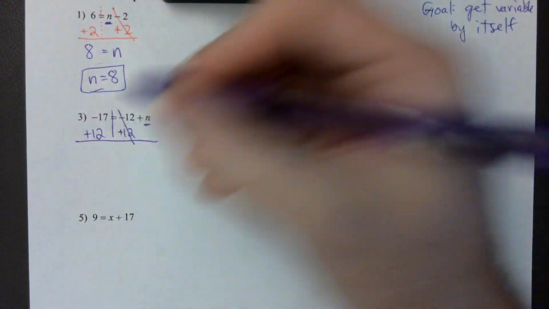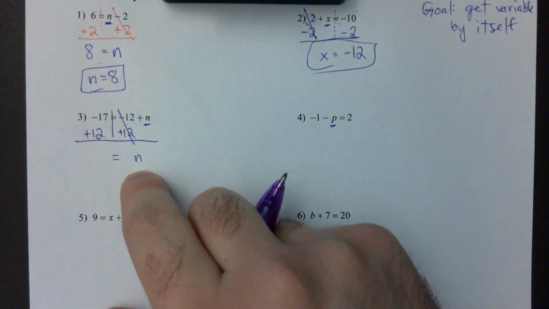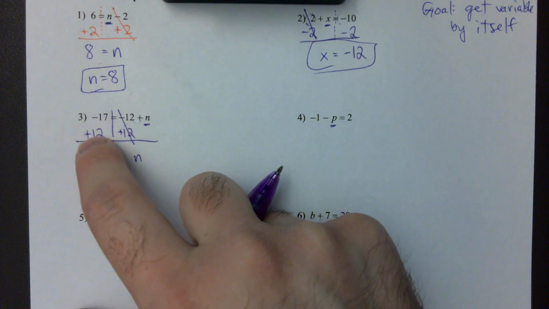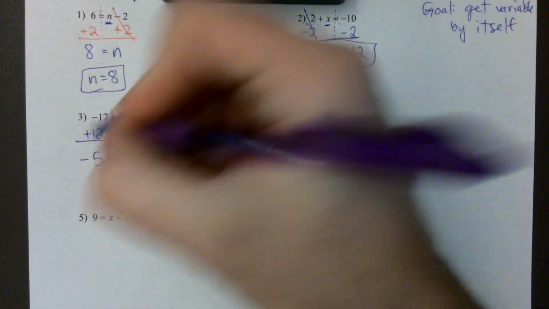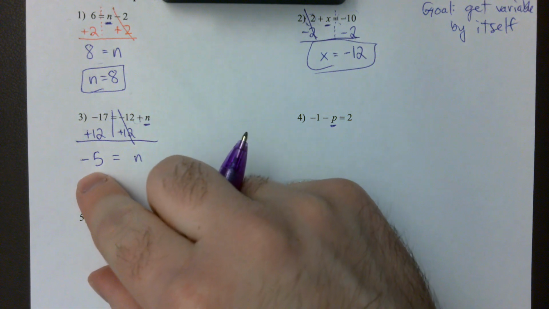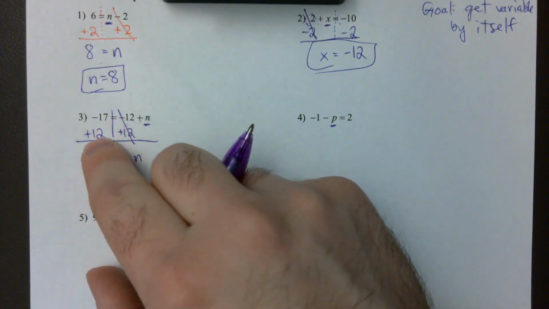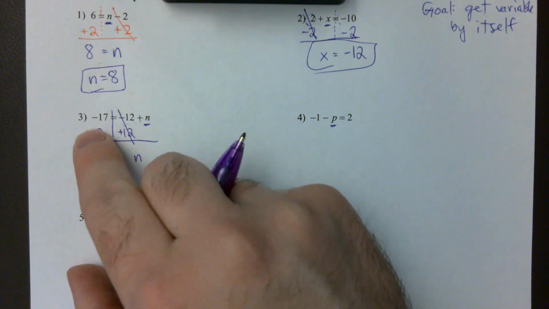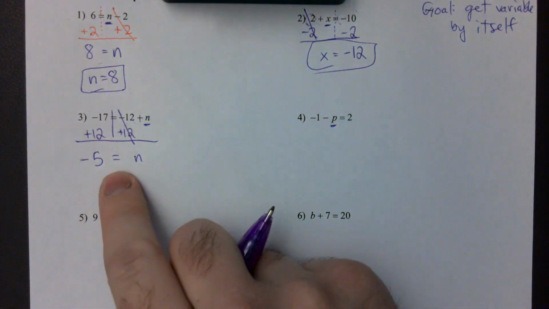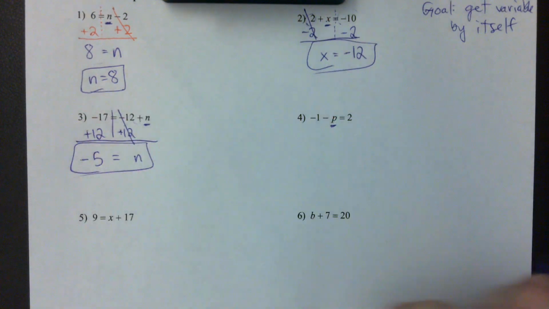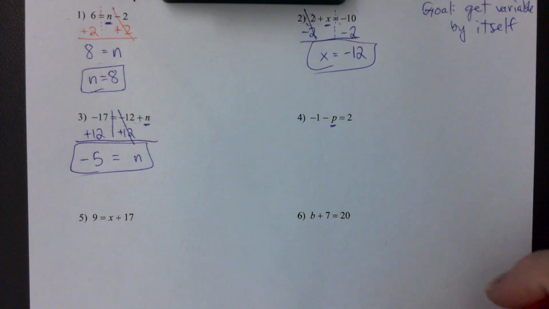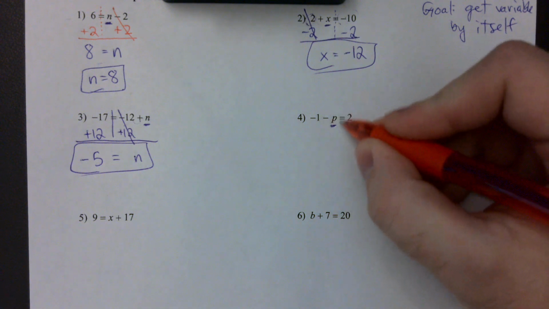Okay, -12 plus 12 cancels. We've got our variable isolated on the right, which is what we want. And then -17 plus 12 is almost enough to get us to break even, but we'll end at -5 if we do that. Right? You could think of it like -17 plus 12, or you could think of it like 12 minus 17. Either way, you get +5. Or sorry, -5. Just like that.